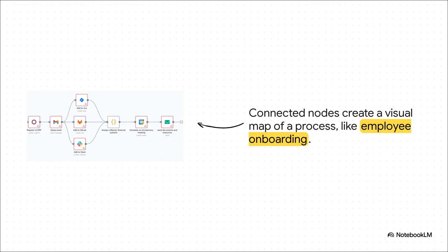And this just shows you what that looks like in the end. When you connect all those little nodes, you get this beautiful, clear map of your entire process. I mean, look at this example. It's an employee onboarding workflow. So when a new hire signs up, it can automatically create their email, add them to all the right channels, and send out welcome docs. All of it completely hands-free.